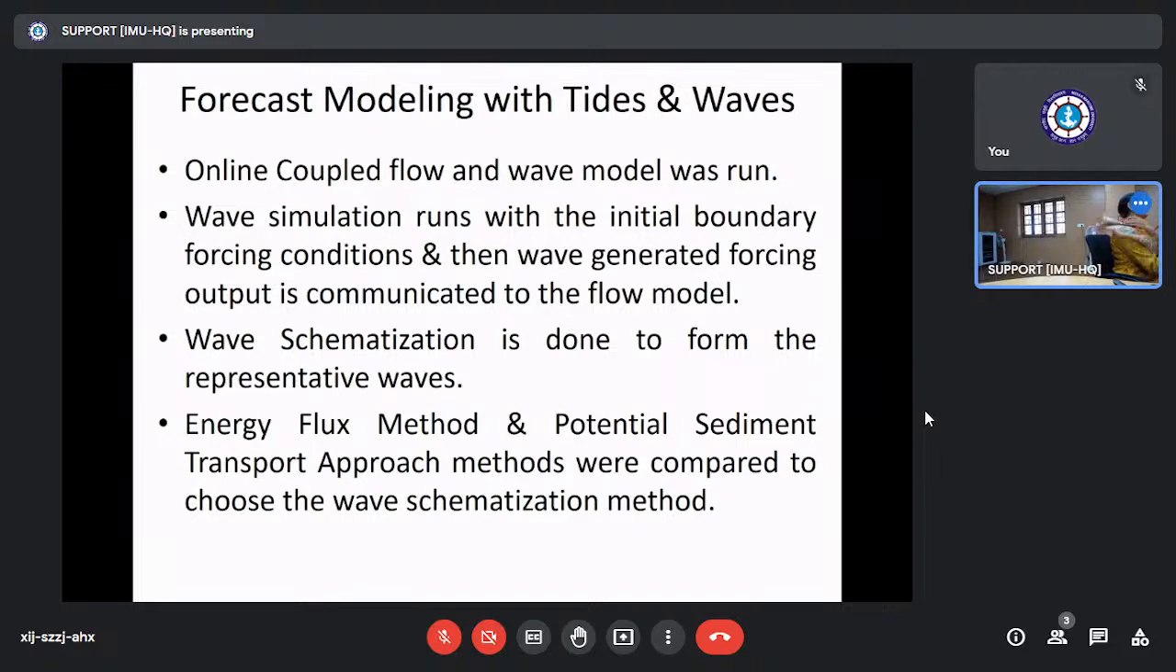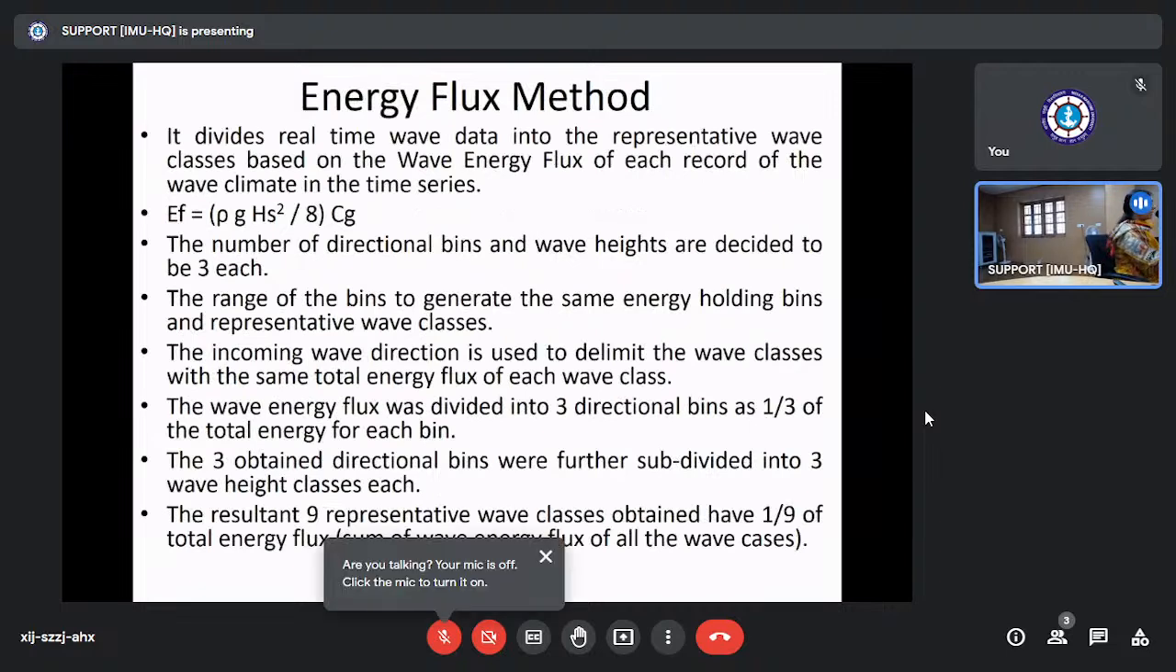Now again, for input reduction, we are schematizing the data. Like earlier, for tides we formed the morphological tide. For waves, we are forming representative waves, that is schematization of waves. We are reducing the full wave climate into representative waves, and we had to choose which wave schematization method should be used. I have compared the energy flux method and the potential sediment transport approach. So I will discuss the energy flux method first.